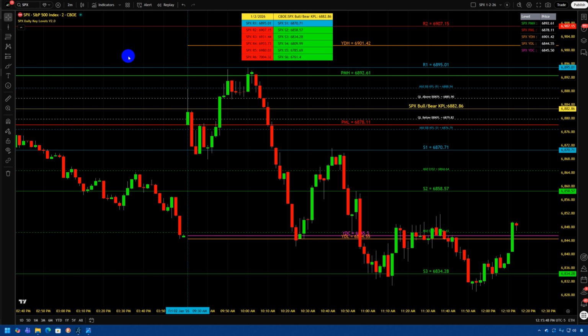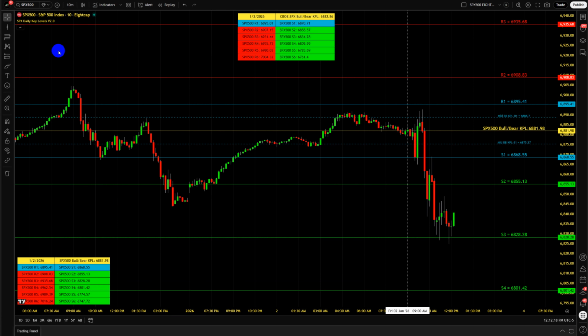The indicator also works on a second SPX symbol called SPX 500 8-cap, which I'll show you now. Okay, so on TradingView, you would type in SPX 500 under symbol search, and then you would look for the SPX 500 symbol under the 8-cap exchange.